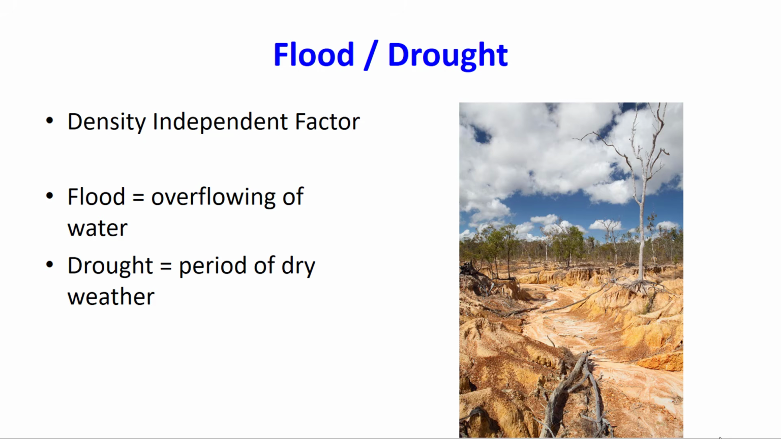Floods and droughts don't care about the size of the population. A flood will just come in and wipe out a 50,000 organism population or a 5,000 organism population. The size of the population, the density of the population, does not matter.